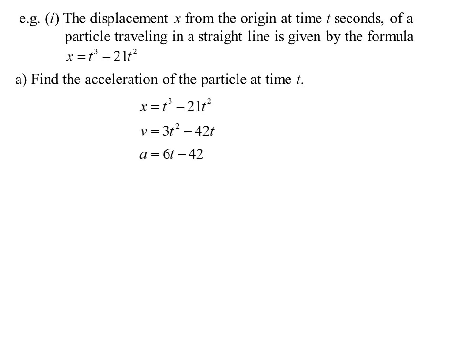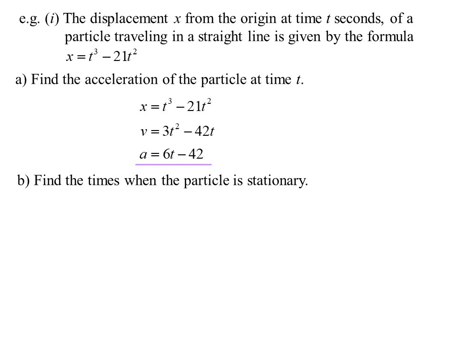All right, so x = t cubed minus 21t squared, velocity then becomes 3t squared minus 42t, acceleration 6t minus 42. With those three equations, I should now be able to solve any problem they give me. Find the times when the particle is stationary.